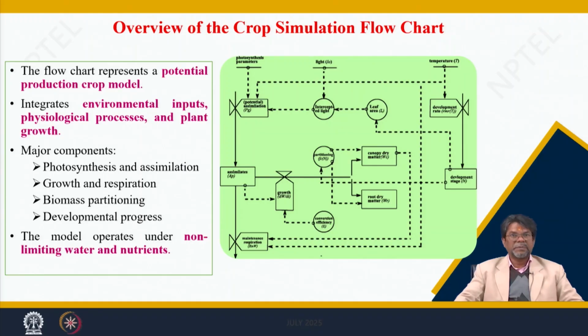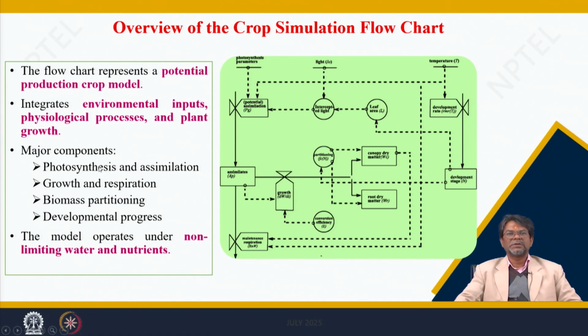So, this represents the potential production crop models. They integrate the environmental inputs, physiological processes and plant growth. The major components in the case of potential production simulations are photosynthesis and assimilation, that is, the conversion of carbon dioxide to carbohydrate, and this assimilation to biomass. Then growth and respiration, biomass partitioning, and developmental progress. These are the major components of the potential production simulations.